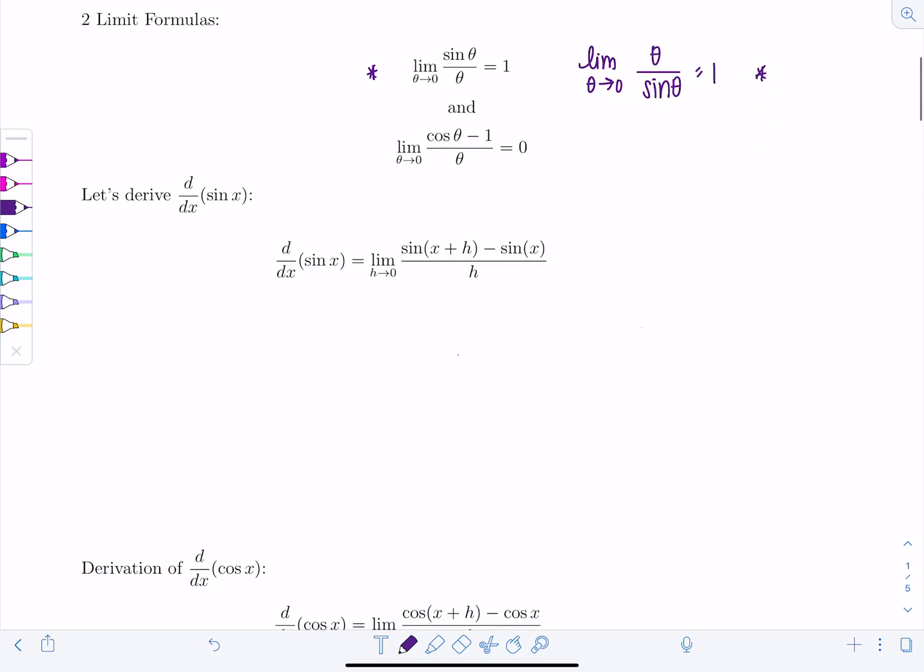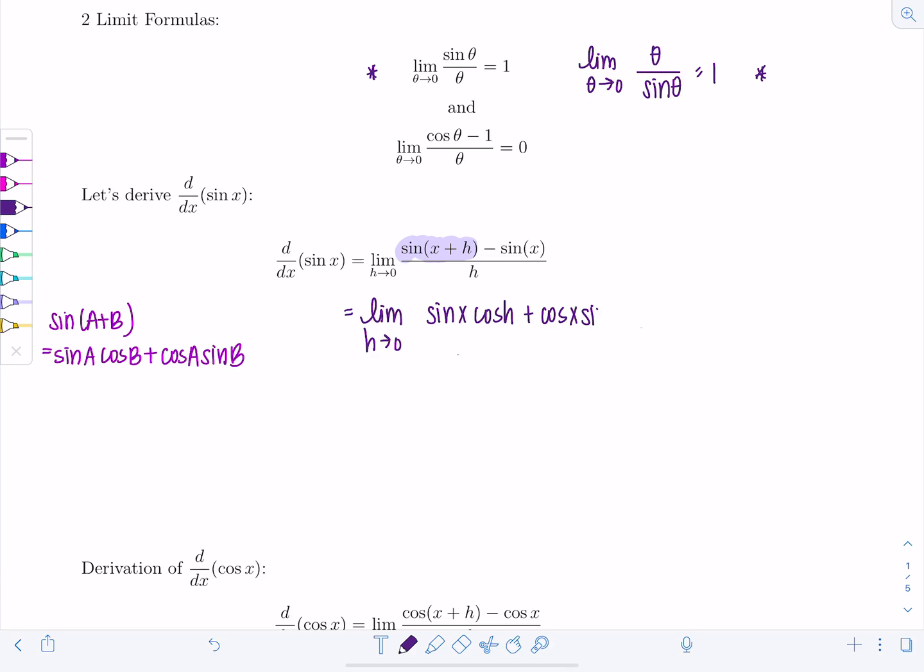All right, so first things first, I'm going to expand sine of x plus h using my angle addition formula. Do you remember it? So if you have sine of a plus b, that's equal to sine a cosine b plus cosine a sine b. Yay, trig. So here we go. This is going to be the limit as h approaches 0. So expanding in the numerator, I'm going to have sine x times cosine of h plus cosine of x times sine of h. And then I still have minus sine of x. And this is all over h.